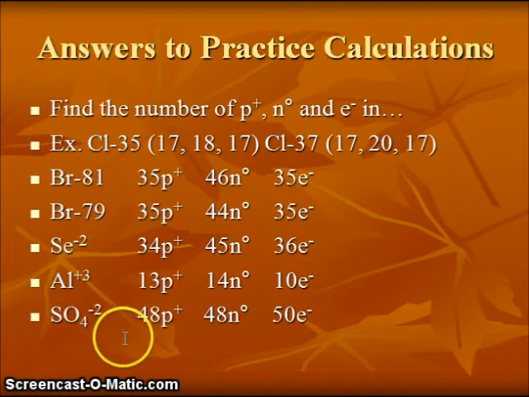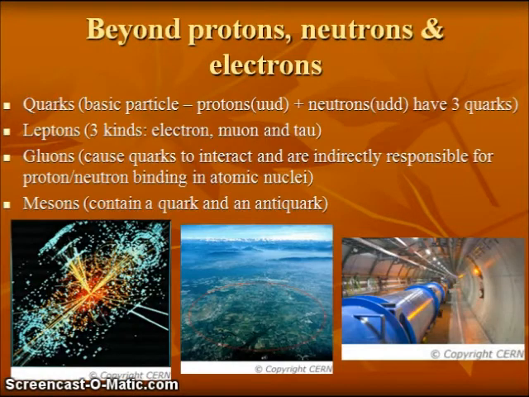For the sulfate ion, we would need to count up the number of protons from a sulfur and from 4 oxygens, add those all up, we get 48. We do the same thing for the number of neutrons. The number of electrons would initially equal the number of protons, but we have to add 2 additional electrons to account for the -2 charge of this particular polyatomic ion.